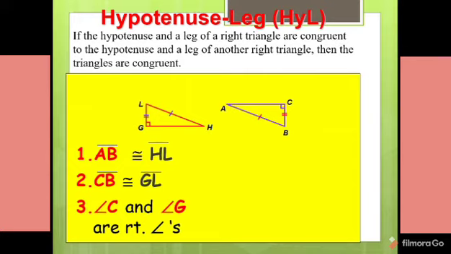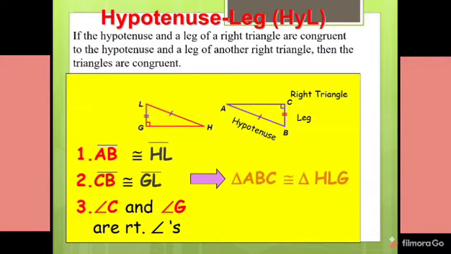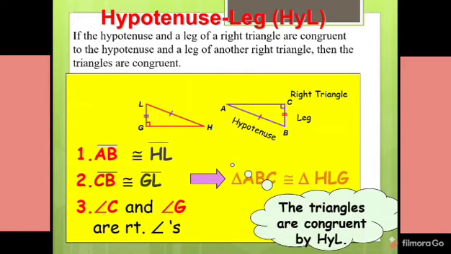What is hypotenuse, by the way? Hypotenuse is the side opposite to your right angle. Okay? So, those sides which are not opposite to your right angle, we simply call them your legs. In that way, you have it there, the right triangle, the legs, and the hypotenuse. In that way, triangle ABC is congruent to triangle HLG. The triangles are congruent by HL.